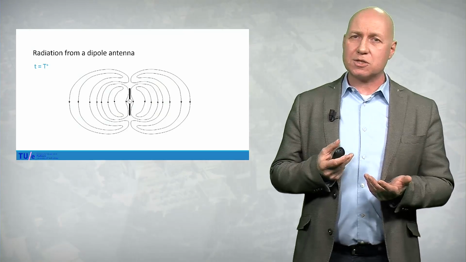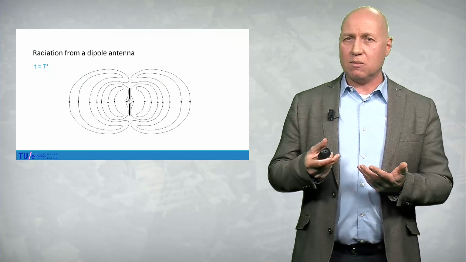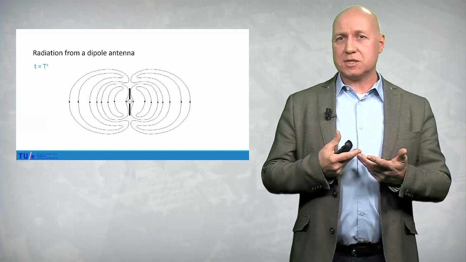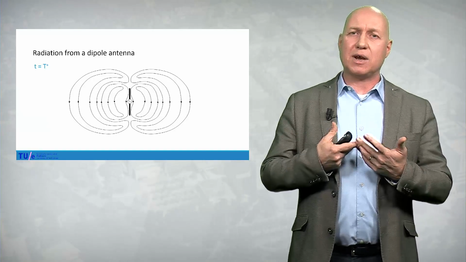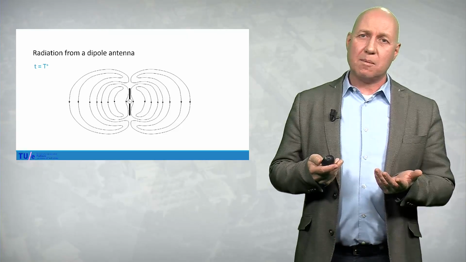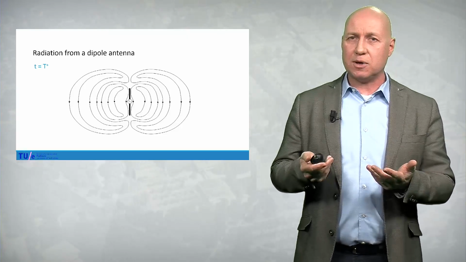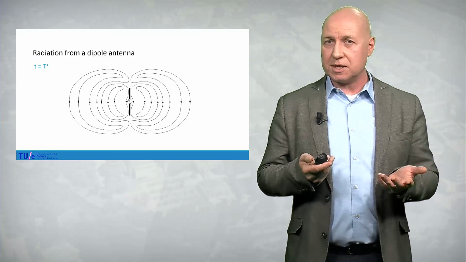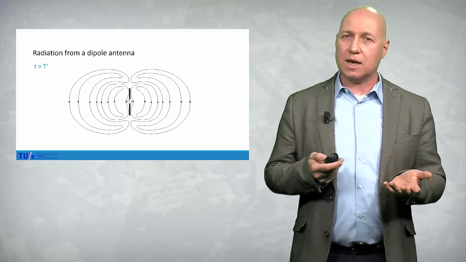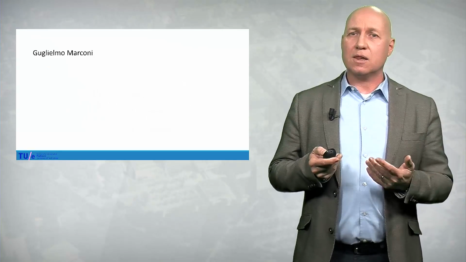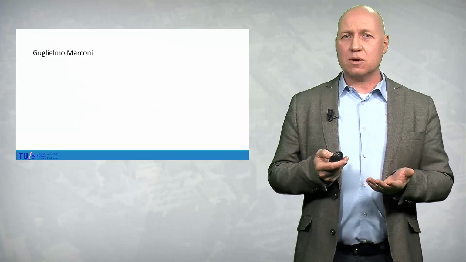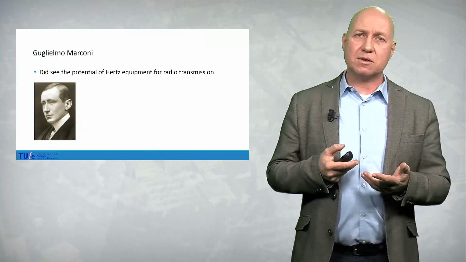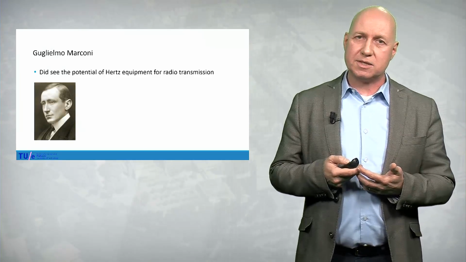What he didn't see was commercial potential. He once claimed that these radio waves he discovered would not have any practical purpose. That sounds funny, but we also have to bear in mind that he died at the age of 37, so he didn't have the time to evolve an idea about practical use. Luckily, Guglielmo Marconi, this is the man, did see the potential of using radio waves to transmit information.